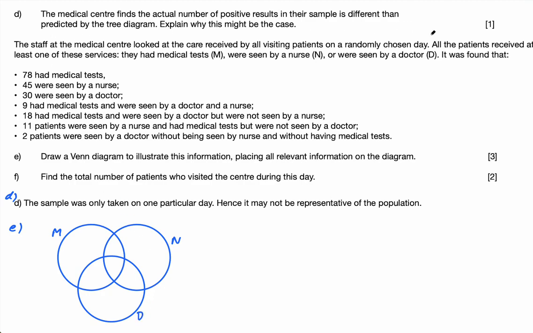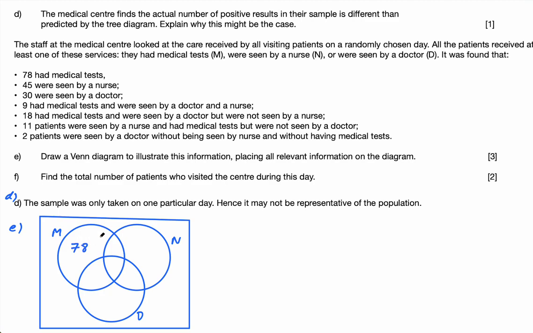Now it says all patients received at least one of the services, so it's not that big a deal if we don't put a box around it, but let's do it anyway. There's no one going to be outside the three circles because everyone got at least one. Now you have to be very careful, guys. 78 had medical tests. You can't just put 78 there. That's the big common mistake, because it's the whole thing. There could be some here, here, and here. Some of them might have been seen by a nurse, a doctor, and had the medical test. So you can't put the 78 there.